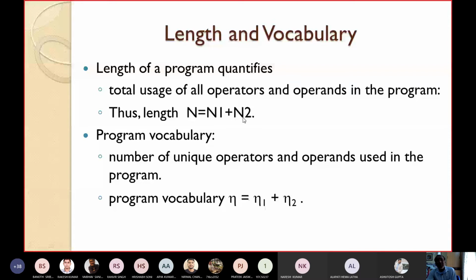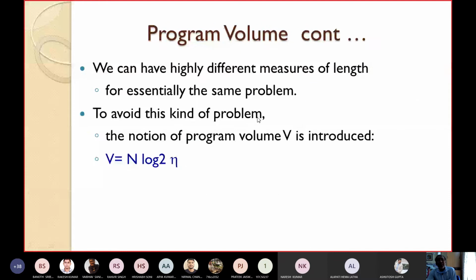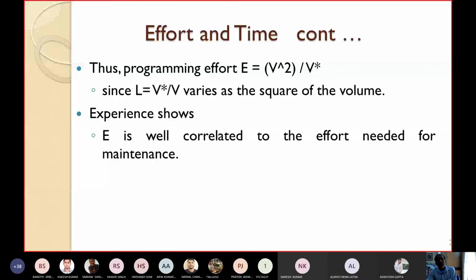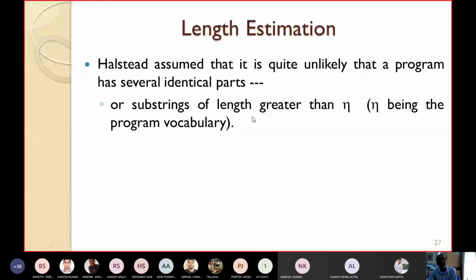Now let us find out another, more efficient way by which you can find the program length without knowing the total number of operands and operators. Just by knowing the unique operators and operands, we can find out the length. That's what I am going to teach here.